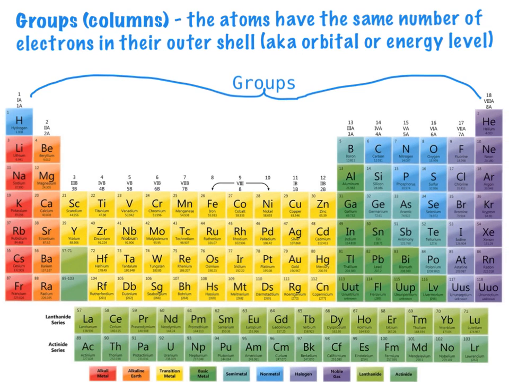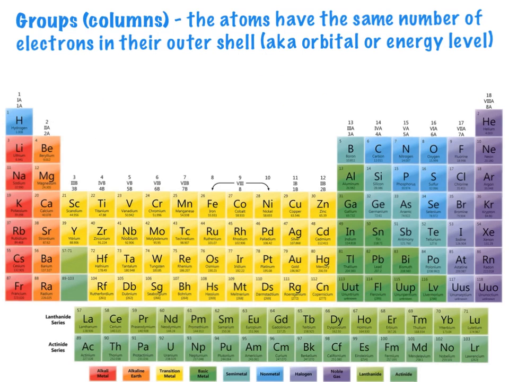The periodic table is organized in another way. So we just looked at the periods, aka the rows of the periodic table. So now we're going to look at the groups, which are the columns of the periodic table. So the atoms in a group have the same number of electrons in their outer shell. So that's also known as their outer orbital or their outer energy level.